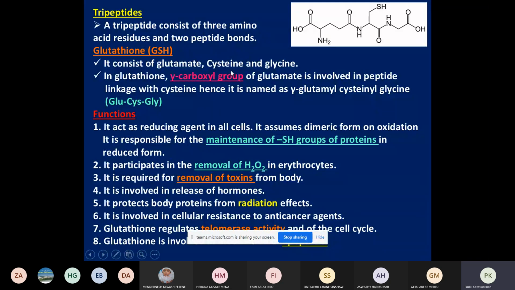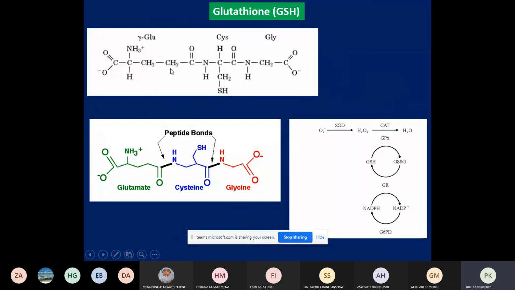You can see here the glutathione consists of glutamic acid, cysteine, and glycine, and it is also known as gamma-glutamyl-cysteine-glycine, because the gamma carboxylic group is involved in the peptide bond formation instead of the alpha carboxylic group. That's why this is the gamma-glutamyl peptide. In any amino acid, we notice that the alpha carboxyl group is supposed to link with another amino acid through a peptide bond, but in this case, the gamma carboxyl group, that side chain carboxyl group, is involved in the peptide bond formation. That's why glutathione is also known as gamma-glutamyl-cysteine-glycine.